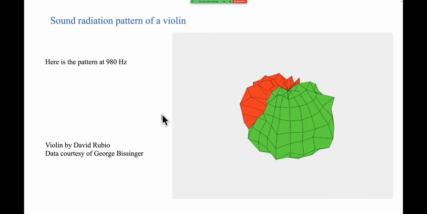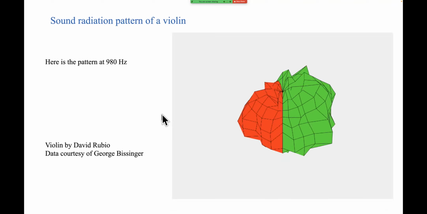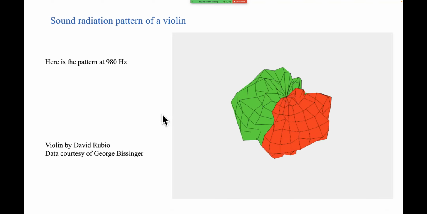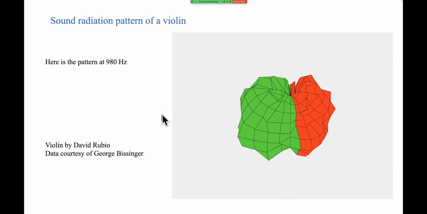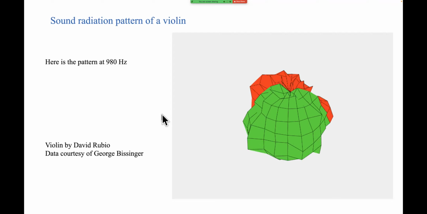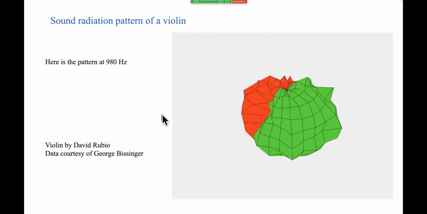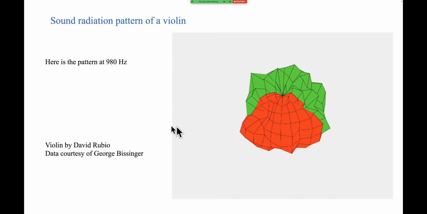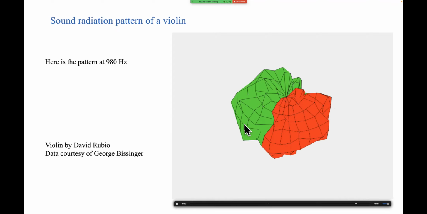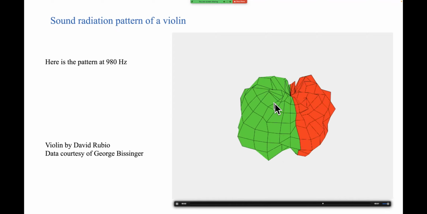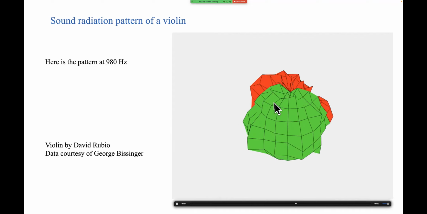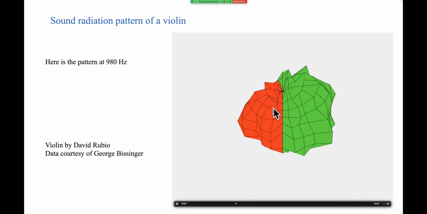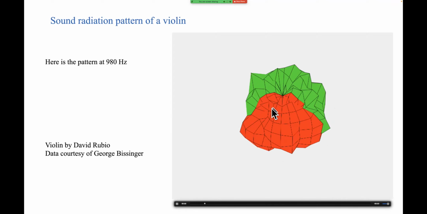We go to a somewhat higher frequency, 980 Hertz. Now we're beginning to get out of this range where the wavelength of sound is now getting short enough that the violin is no longer really small compared with the wavelength. The radiation pattern is getting more complicated. And what you see here is that the green blob is bigger than the red blob. There's more sound coming out of the front than out of the back. And also the pattern's a bit spiky. It's beginning to have directional characteristics. It's no longer a sphere.